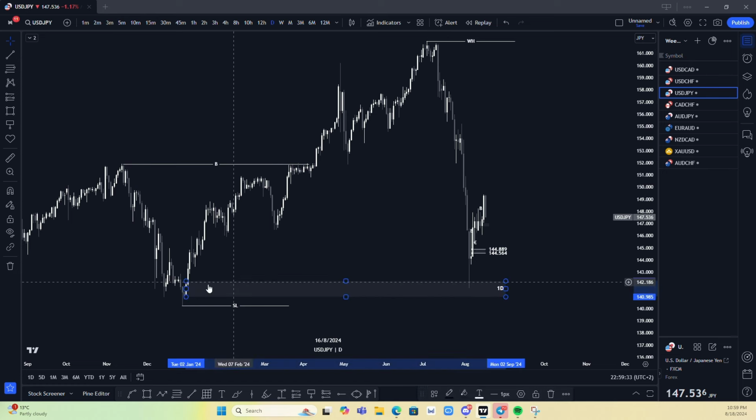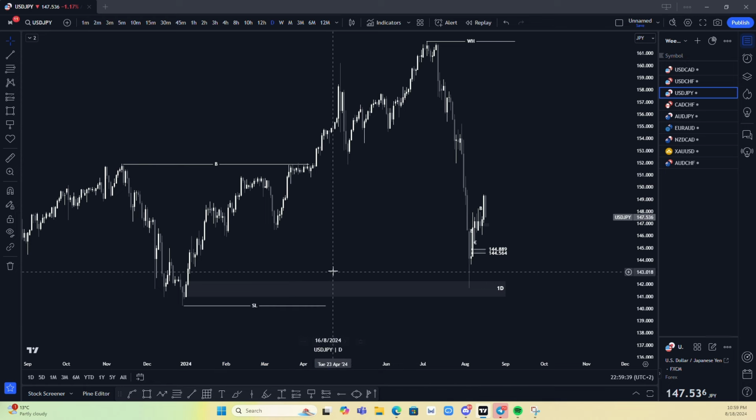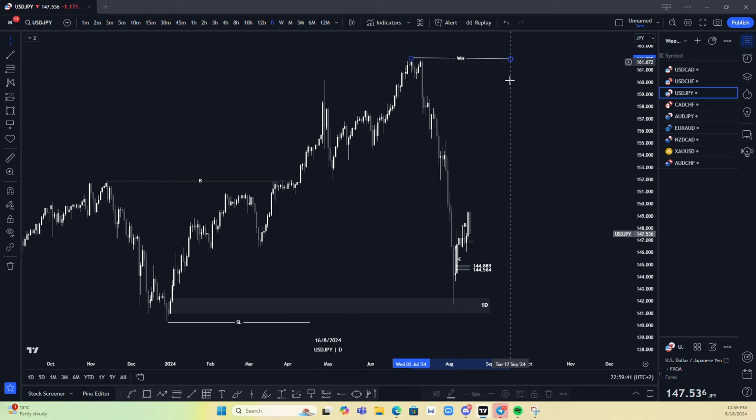Our daily time frame demand area here was mitigated, as it was nearby our strong low, and this here is going to be our weak high. Okay, so now price reacted and mitigated our daily demand area here, and now price is currently pushing to the upside.